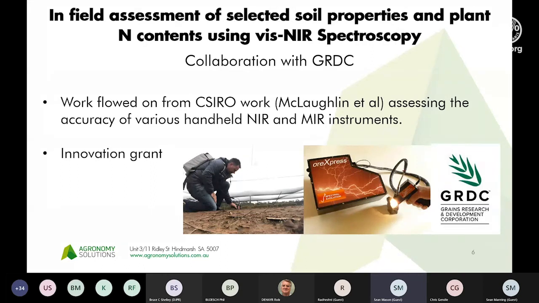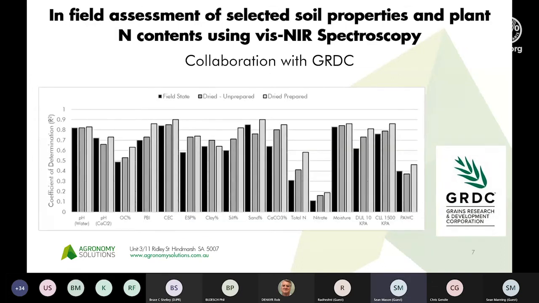There's also reflectance mode. Running around a paddock with a heavy backpack is probably not practical at the moment. So there is a fair bit of a gap in getting this technology to an automated soil corer, if that's the way to go, to speed up that precision ag that's been touched on. So just quickly, what we did with this project.